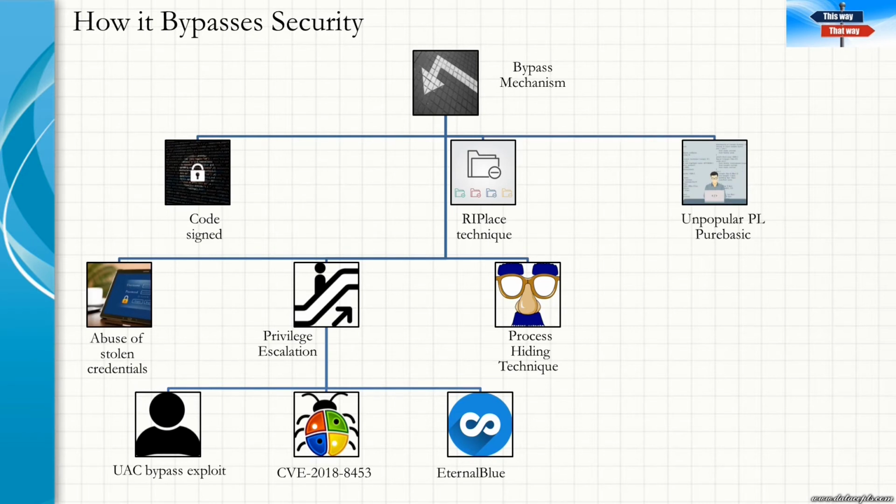Unpopular programming language, PureBasic. Ransomware written in PureBasic provides a benefit to the attacker as security vendors struggle to generate reliable detection signatures for malicious software written in this language. Reboot PC in safe mode. Some ransomware such as Snatch ransomware reboots the PC into safe mode to bypass protection that is provided by the operating system and the applications.